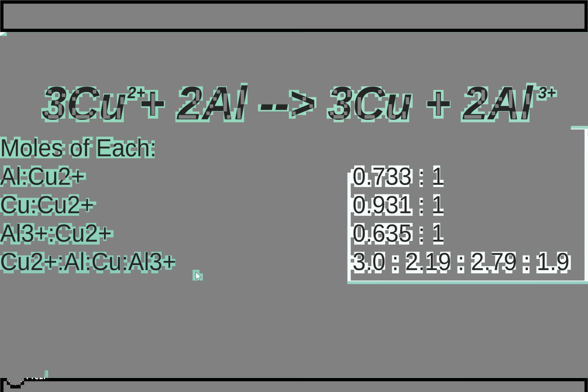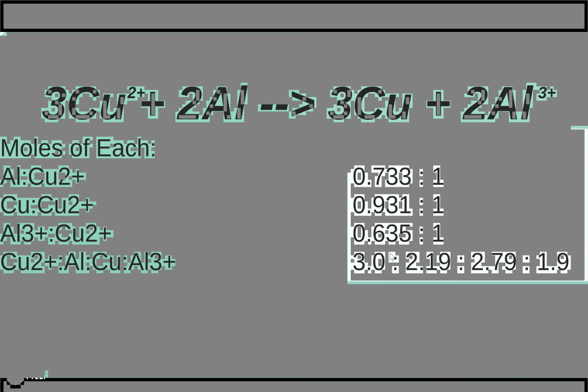Okay, so all of that was leading up to this. This is where the actual mole ratio comes to play. The moles of each of the different ions was calculated, and then they were put in a ratio between that and the Cu2 plus ions, because we already know that in the reaction there's 3 moles of Cu2 plus necessary. So these are the numbers we got for the ratio between moles of aluminum and moles of Cu2 plus, moles of copper and moles of copper 2 plus, and so on.